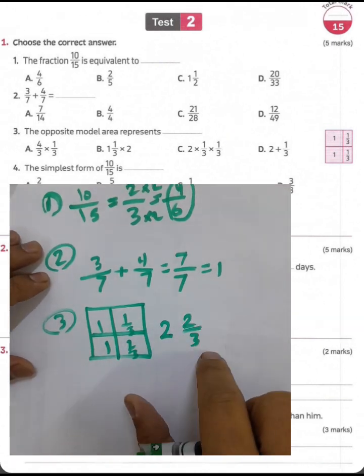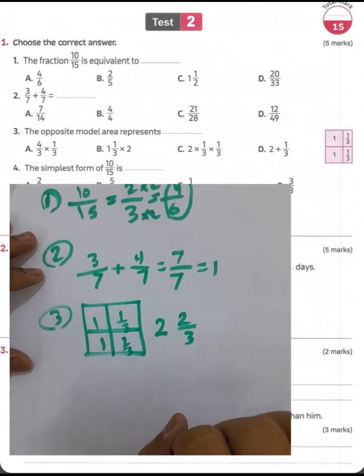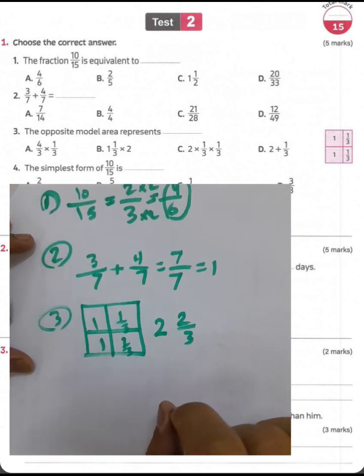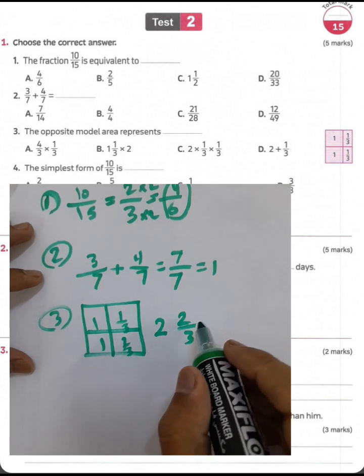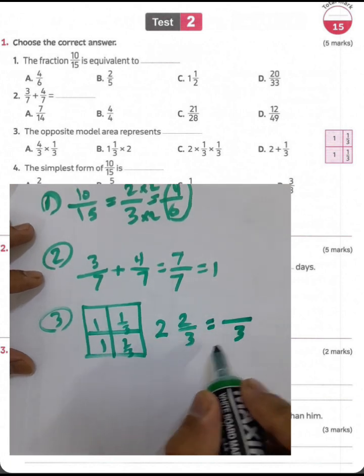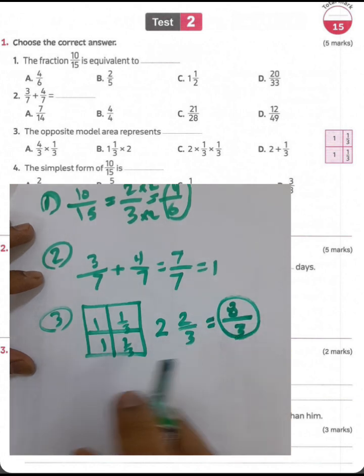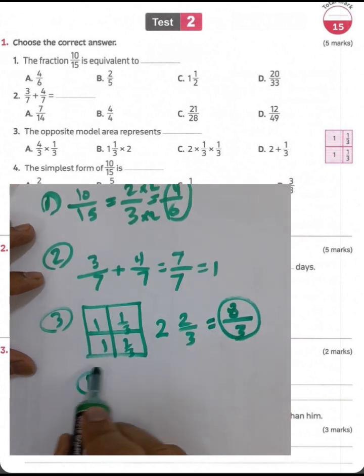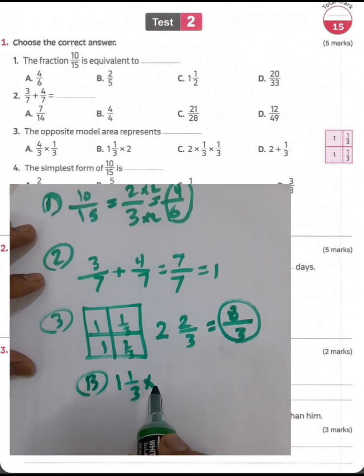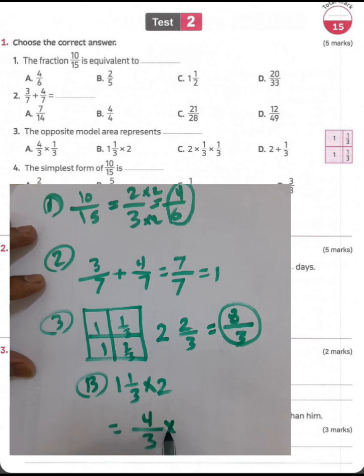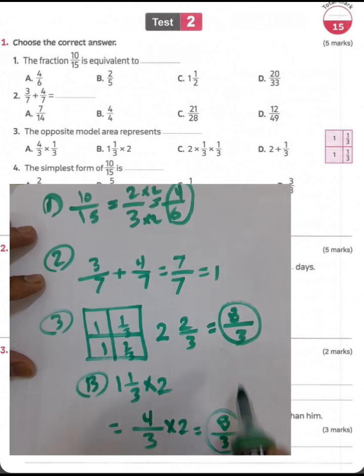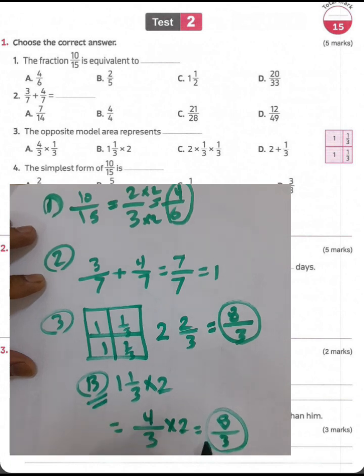2 and 2 over 3, we don't have it in the solution, but letter B is equivalent. Why? Because we can convert this. Write 3 in the denominator. 3 times 2 equals 6 plus 2 equals 8. Look at the solution here about letter B. We have 1 and 1 over 3 multiplied by 2. You can write 3 in the denominator. 1 times 3 equals 3 plus 1 equals 4 times 2. The result will be 8 over 3. It's equivalent. Then you must choose letter B.